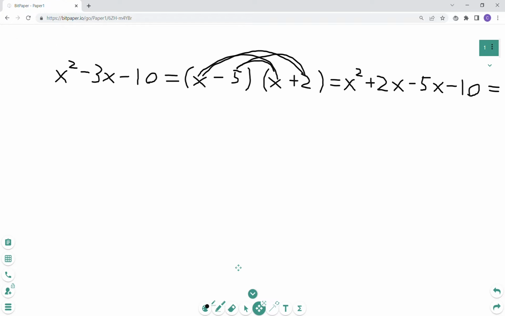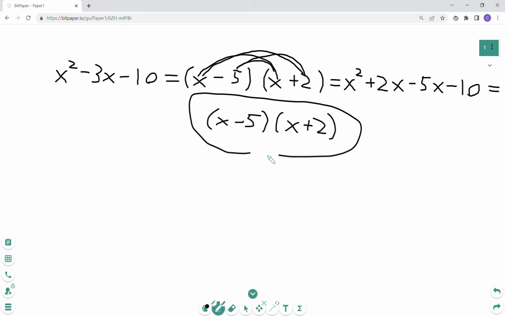and my factored form I originally had was correct. So the final factored form is going to be x minus 5 times x plus 2. And that's it. That's all there is to it.